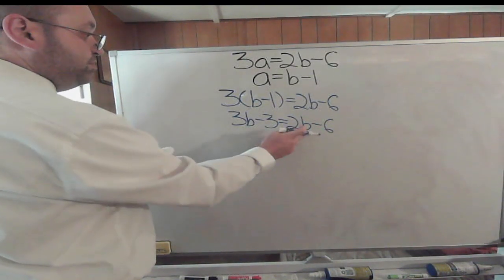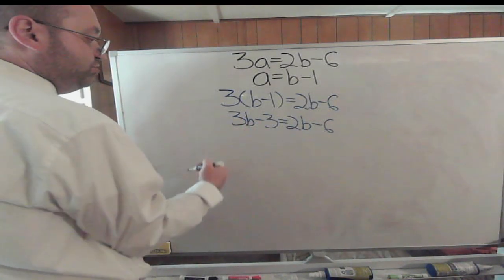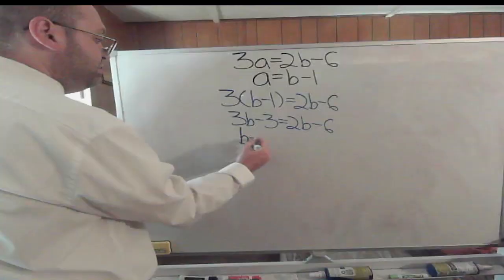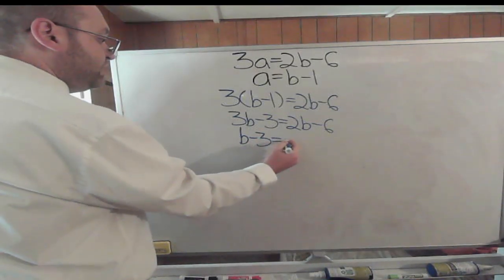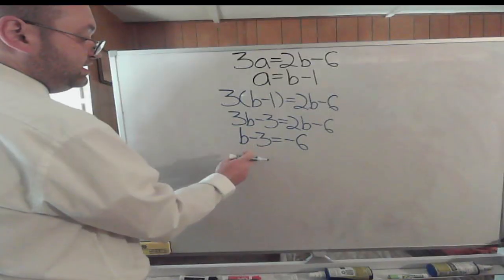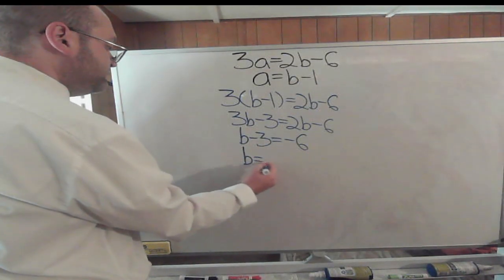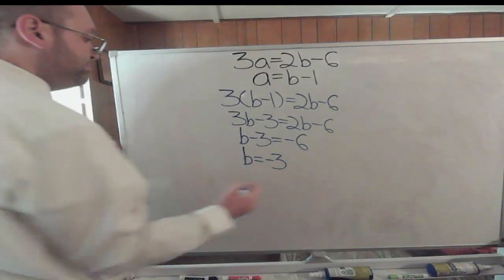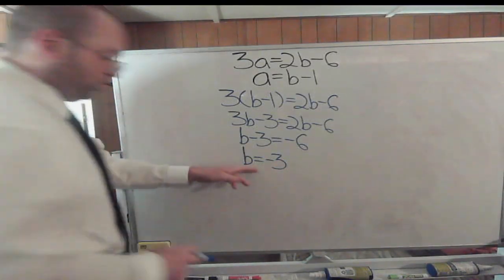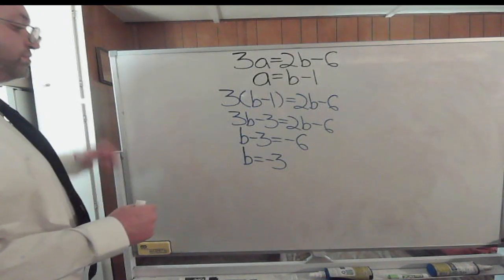So let's get rid of the b from the right hand side, which means you got to subtract 2b from the left. You would end up getting b minus 3 equals negative 6. Then we want to get rid of that 3 on the left hand side, so you add 3 to both sides. You'll get b by itself is equal to negative 3. So the b coordinate of your point of intersection is negative 3.